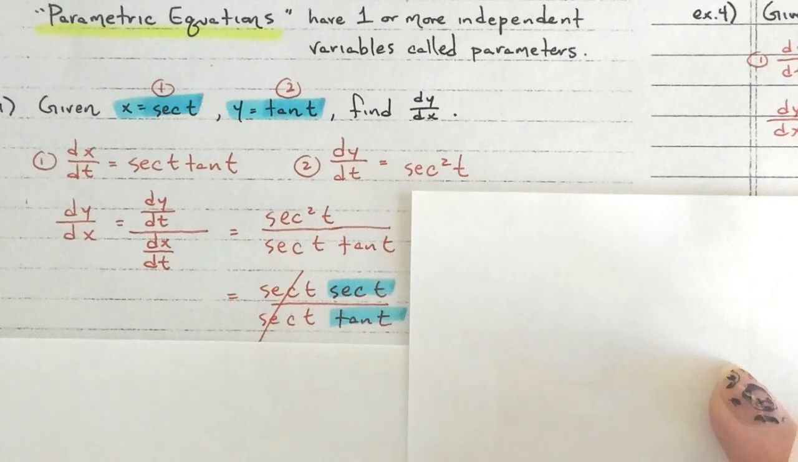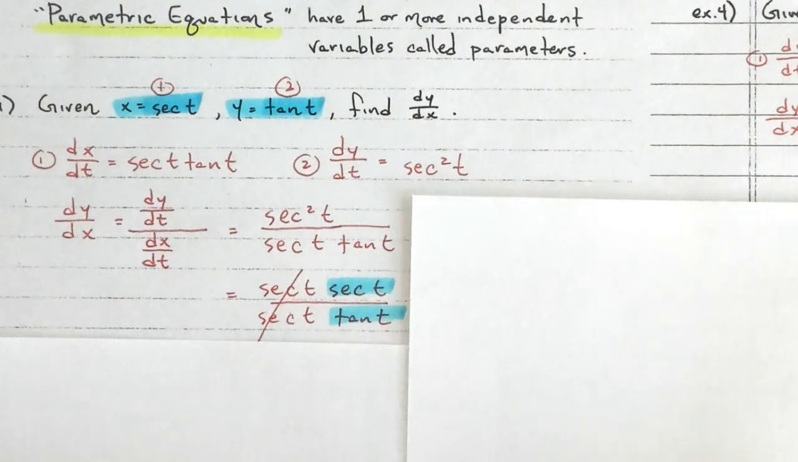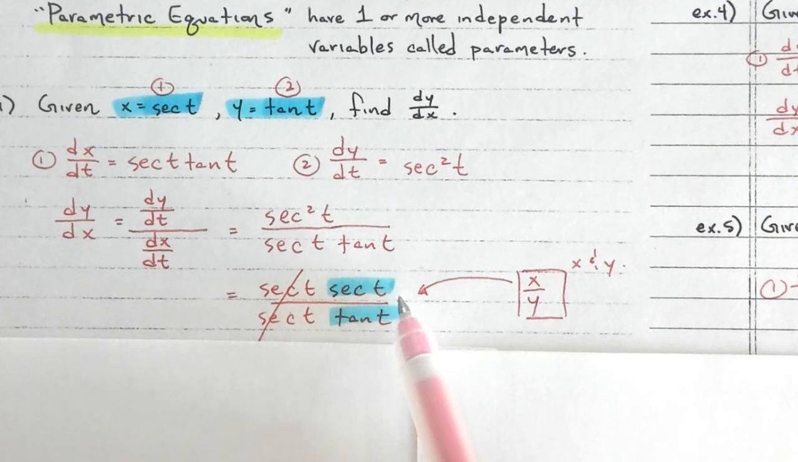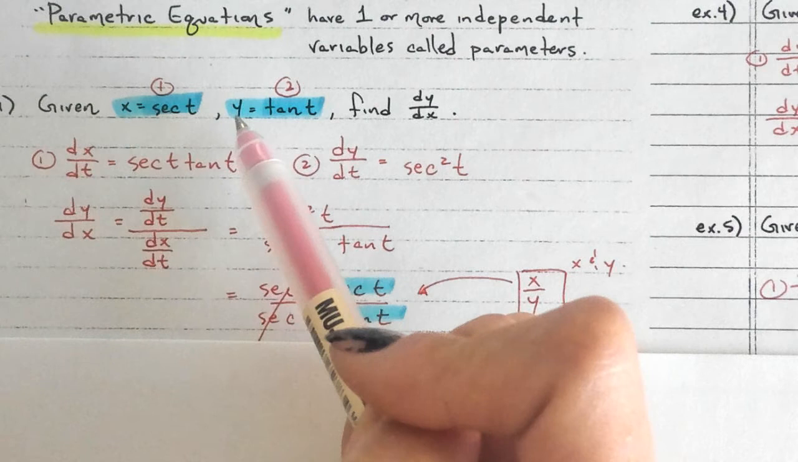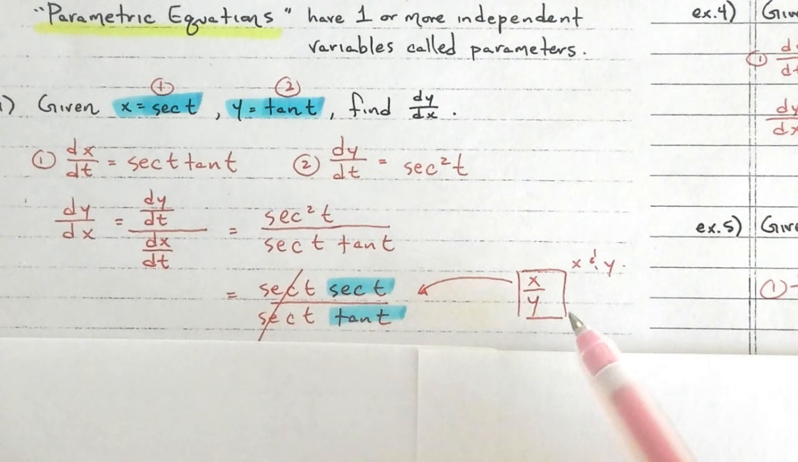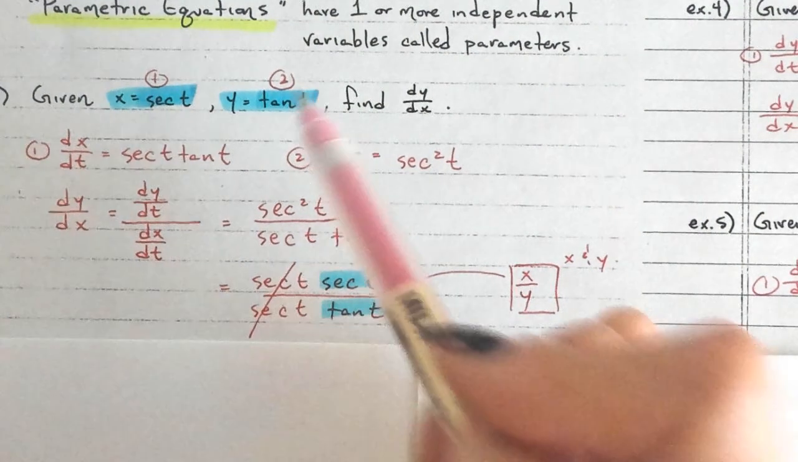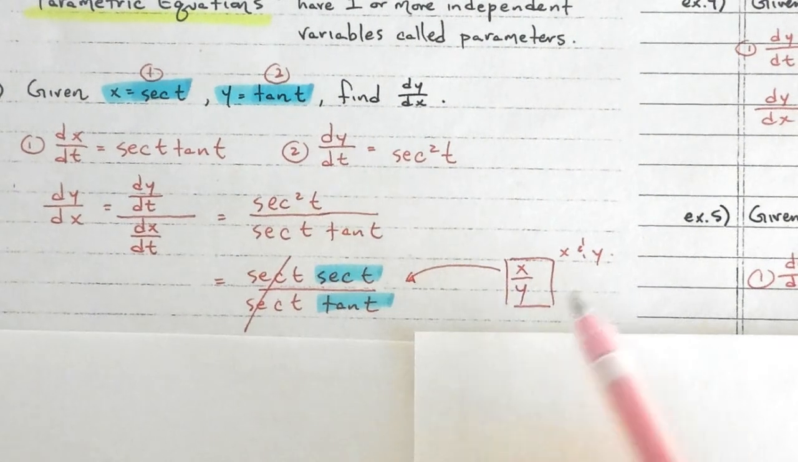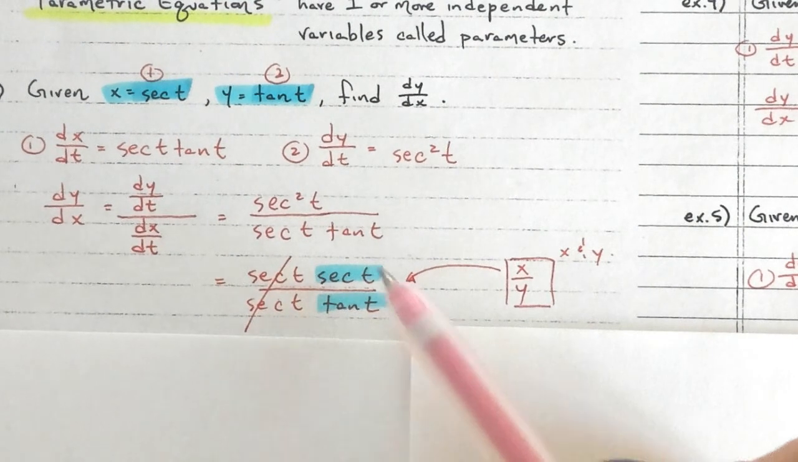Okay, so this is not my final answer. Right now we're in terms of t, but we want to maybe not be in terms of t. So how about this? Isn't secant t x, and isn't tangent t y? So our answer in terms of x and y is x over y, right? Because it's the same thing. So we're just substituting. So we have two answers. We have this answer, which is in terms of x and y, and then we have this answer, which is in terms of t, but this one isn't actually simplified.